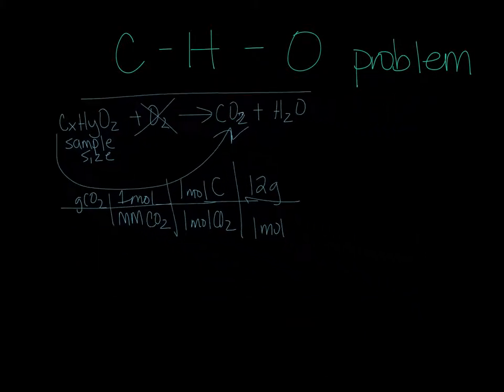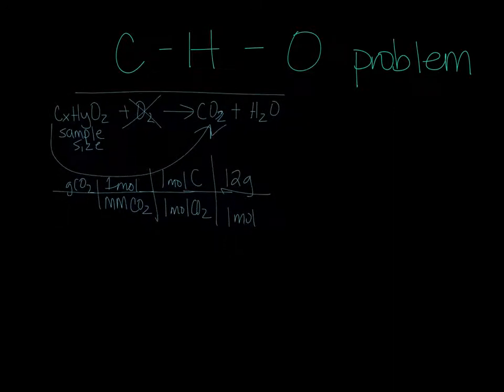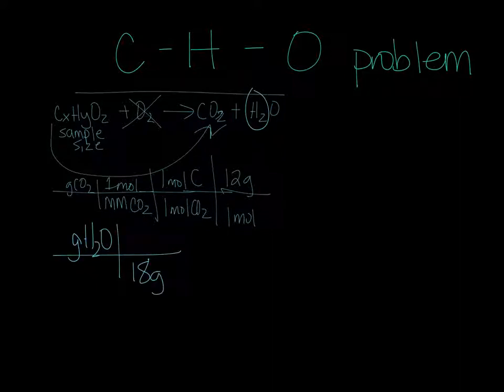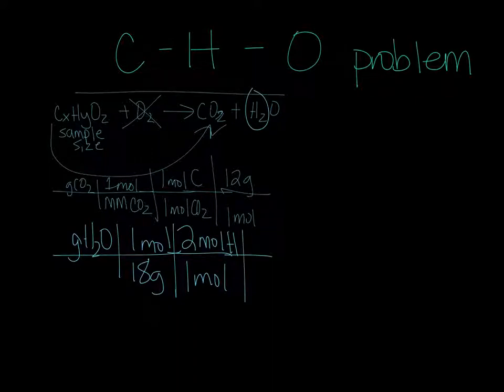Okay, and then if you need to do it for water, you would do the same thing for water. Okay, but just be careful with water because there's 2 hydrogens in this. So this would look like grams of H2O. We would go 18 grams of H2O for 1 mole. 1 mole has 2 moles of hydrogen. And then we would say 1 mole of hydrogen is 1 gram, okay? And that'll get you those.